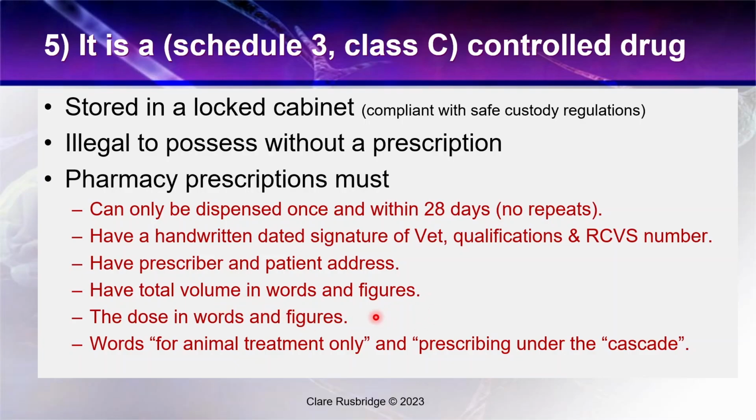And I also need to write on this "for animal treatment only," and I'm prescribing under Cascade, which is the authorization that I can use to prescribe gabapentin, because other painkillers have been ineffective. You should use licensed medication first in Britain. So those are the 5 things that you need to know.